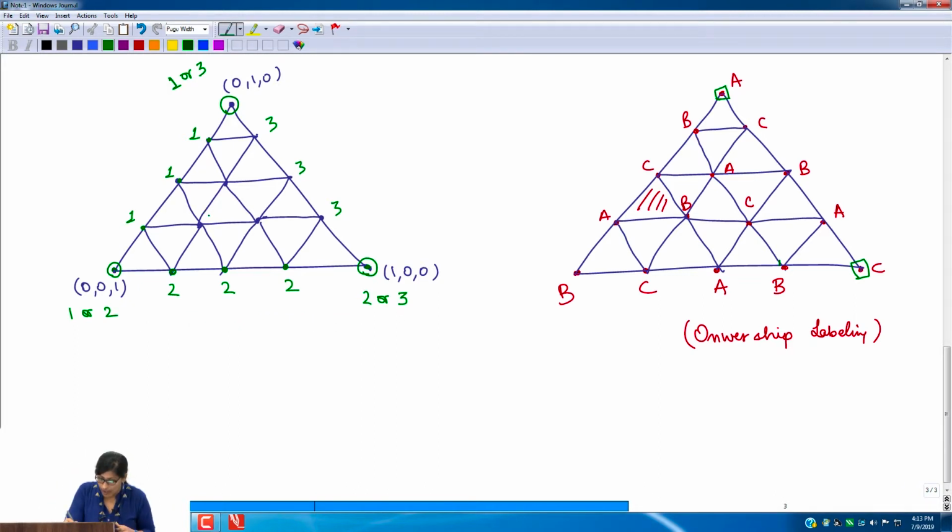Let me just have, let's say, some arbitrary labeling here. So what was the path argument? I started with a 1-2 door, right? Here also I'll start with a 1-2 door.